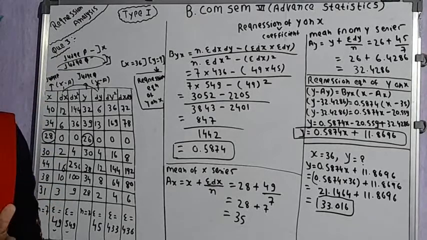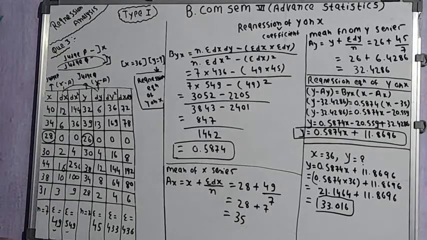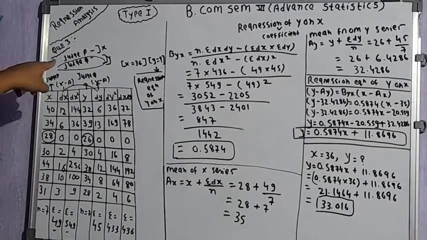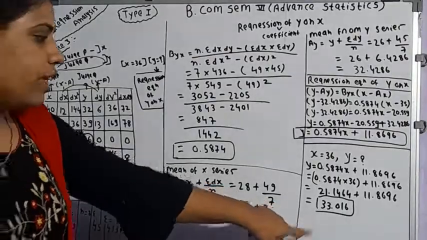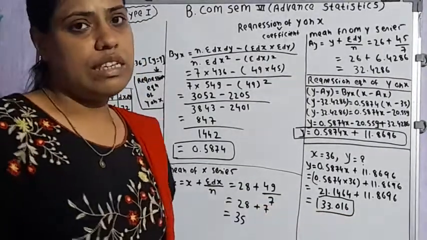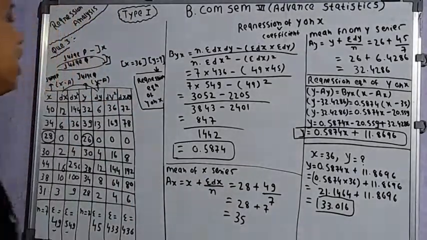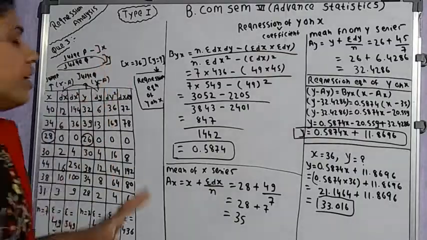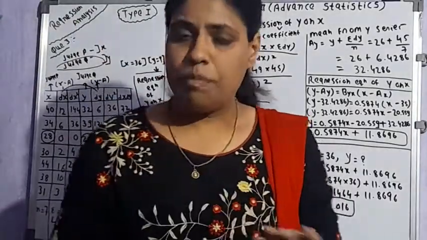And what did we have to find out? We had to find only one thing, the marks that would have been given to the 8th participant if Judge Q had been available. So we have got our answer. Judge Q would have given 33.016 marks to the 8th participant if he had been available. So this way we have completed this problem.